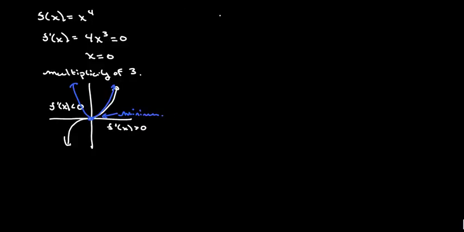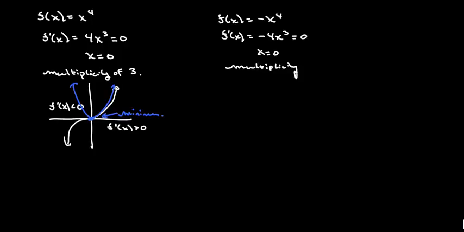Okay, the next function is negative x to the fourth, and its derivative is equal to negative 4x to the third. And again, this guy is going to be x equals 0 with a multiplicity of 3. And since the multiplicity is odd, we know that we're crossing there.